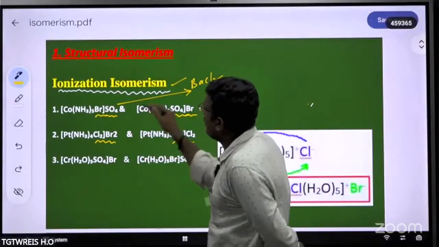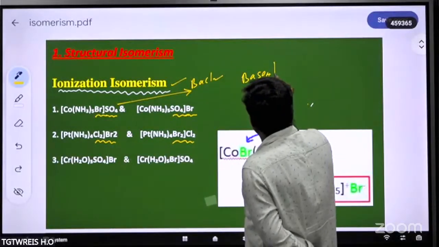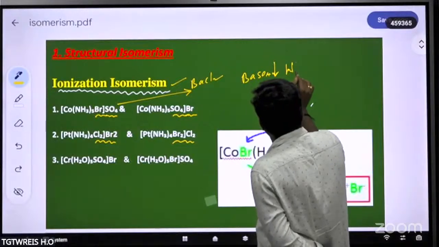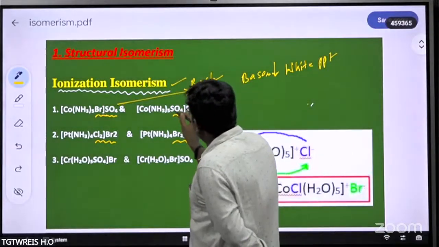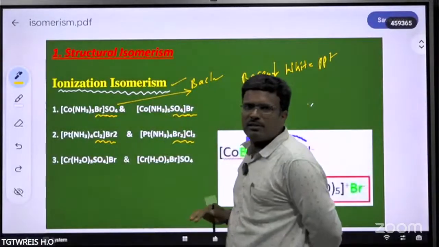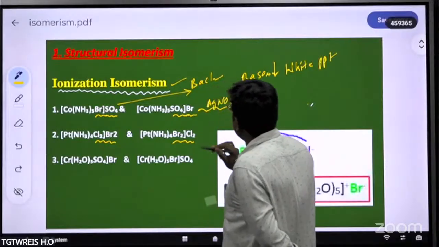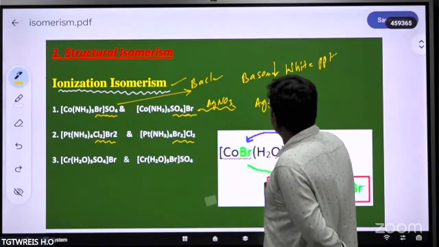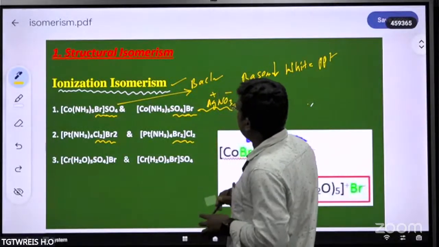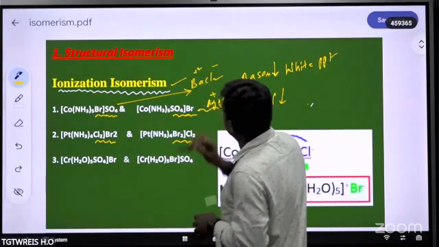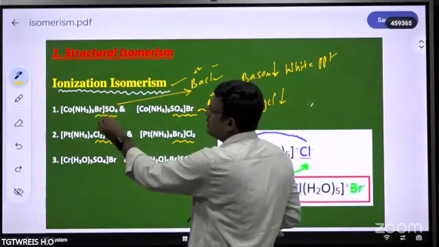For example, when we treat this compound with barium chloride, what happens? Barium sulfate, a white color precipitate, is formed. But when this other compound is treated with barium chloride, it does not react. Whereas when it reacts with silver nitrate, AgCl precipitate is formed. So what do you understand here? Silver nitrate gives silver plus and nitrate NO3 minus; barium chloride gives barium 2 plus and chloride. So the ions change, but the same molecular formula.